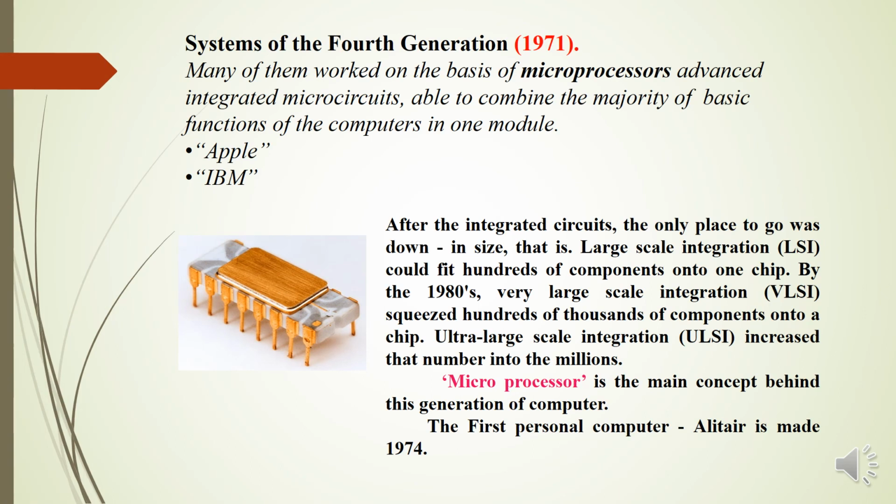Systems of the fourth generation, 1971. Many of them worked on the basis of microprocessors, advanced integrated microcircuits able to combine the majority of basic functions of the computer in one module. The first personal computer, Altair, was made in 1974.